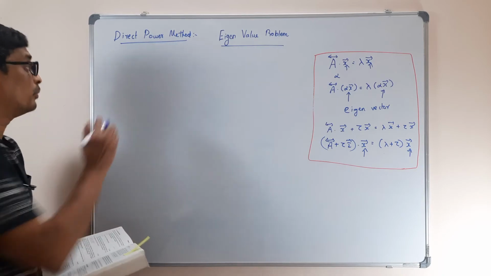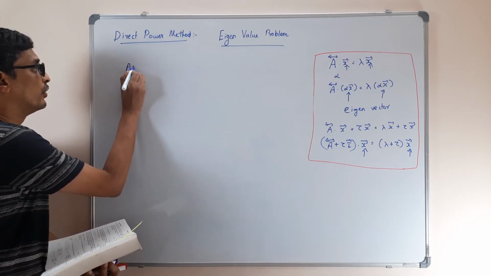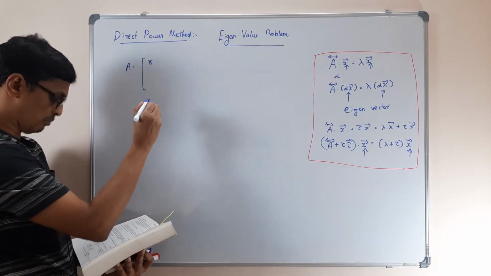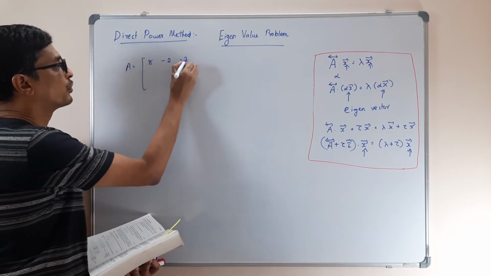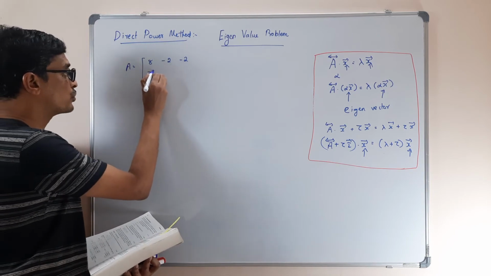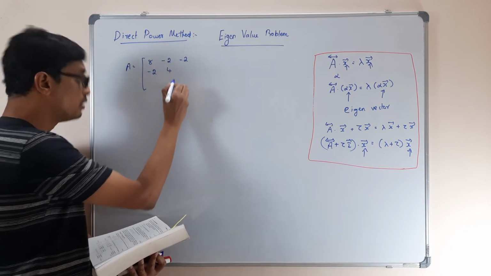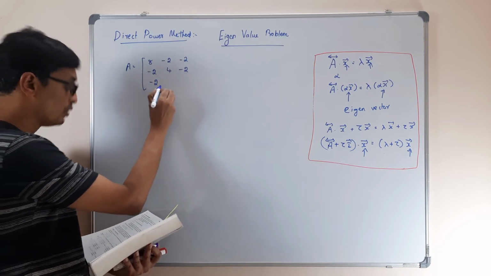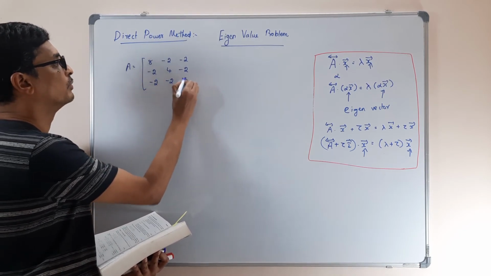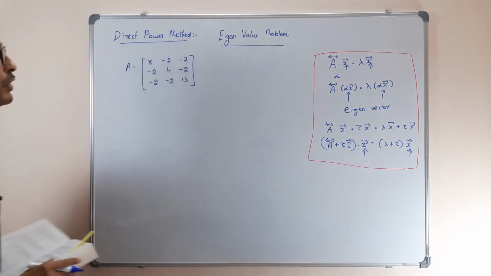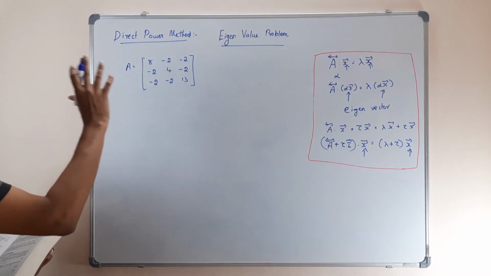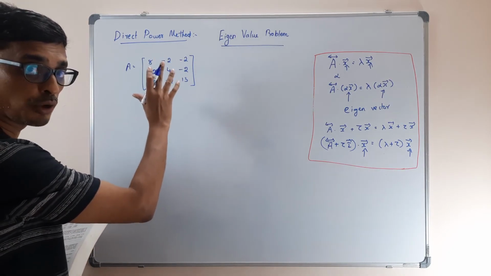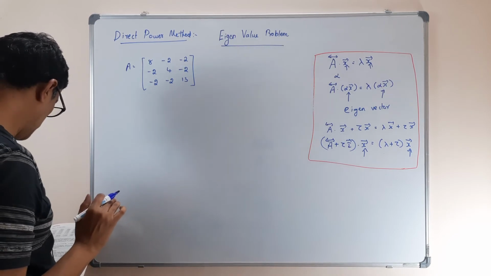do this problem. We have the matrix A equal to 8, minus 2, minus 2, minus 2, 4, minus 2, and minus 2, minus 2, 13. You want to find the maximum magnitude eigenvalue for this matrix and the corresponding eigenvector. How are we going to do that?